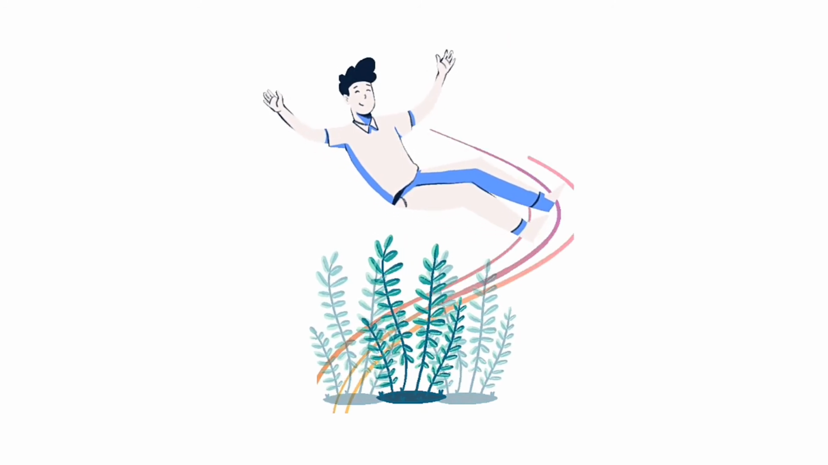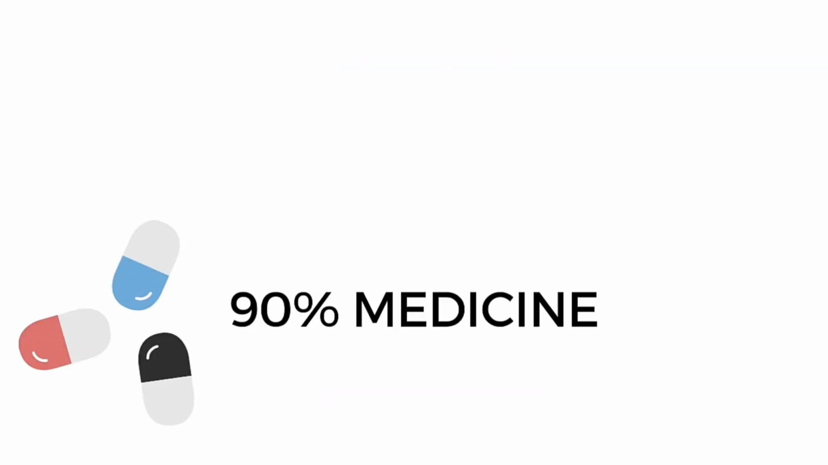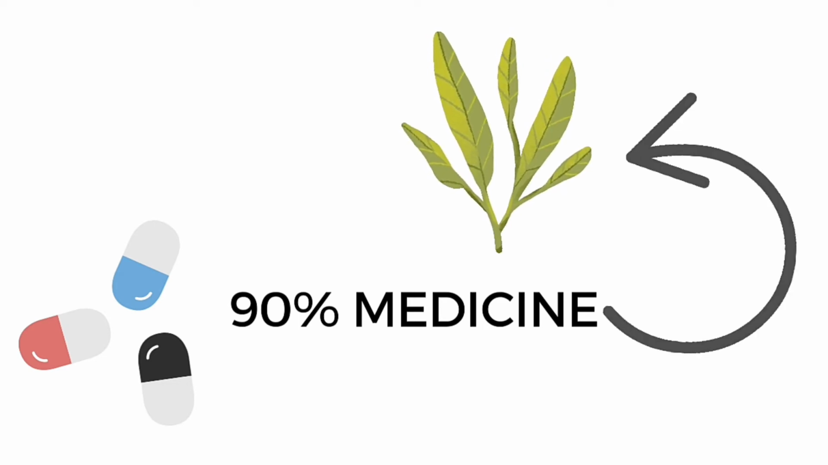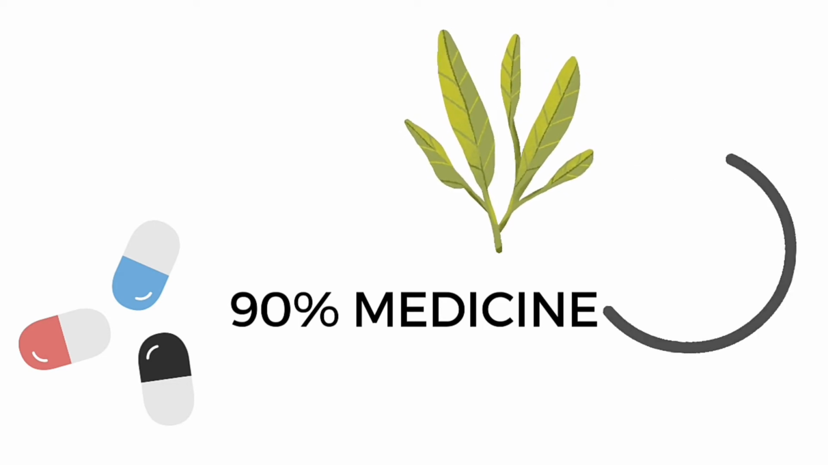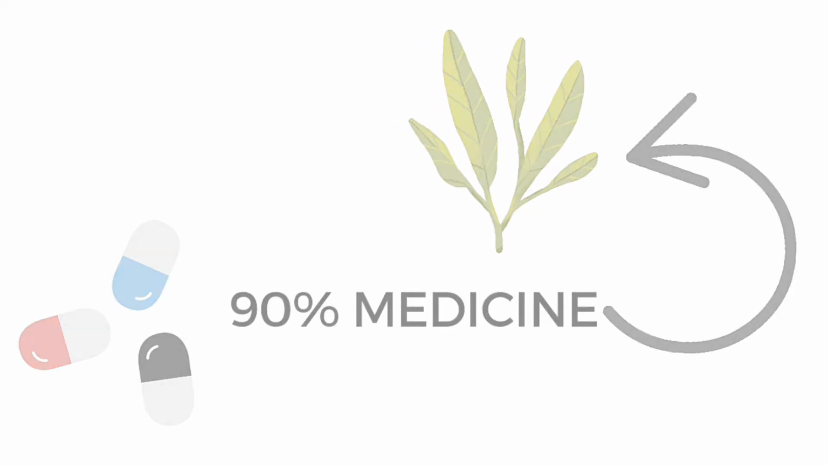Aside from respiration, they become resources for food and medicine. 90% of medicine used to cure diseases is prepared from herbs. Plants play a vital role in the food chain as producers, distributing energy throughout the ecosystem.